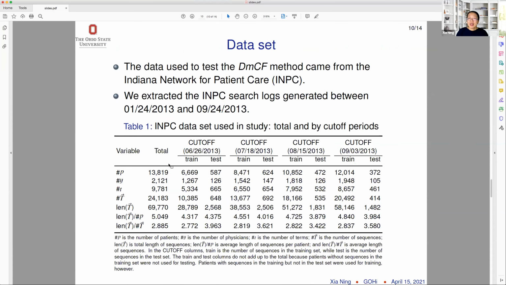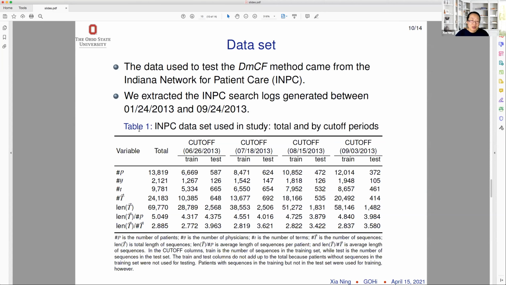So here I want to show some quick examples. We use data from the Indiana Network for Patient Care. This is a network including, I believe, all the health systems in the state of Indiana. In Indiana, they centralize all the EHR data from all the healthcare systems in the entire state. So if a patient has multiple EHR records from different healthcare systems, from different hospitals, all the information will be connected and centralized at one server. That's a very nice thing, because we can have a very complete view of each patient in this entire state. And we extracted the search log data from, I believe, about 8 months in 2013.